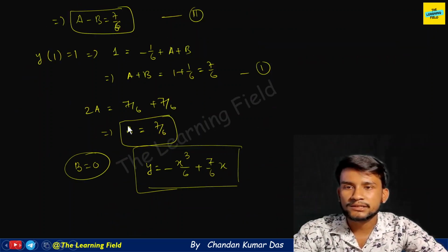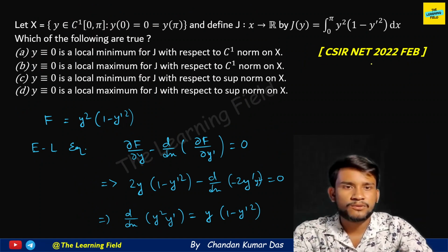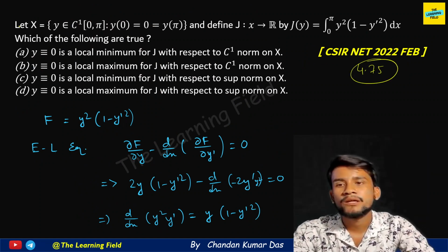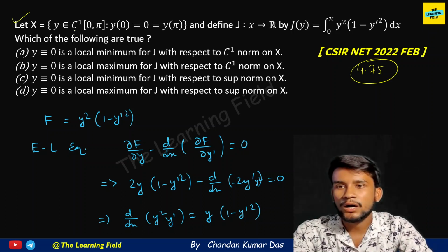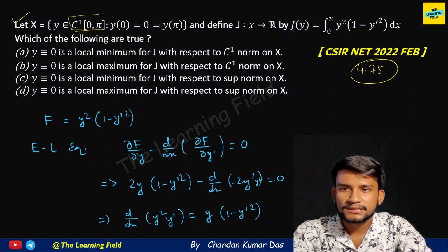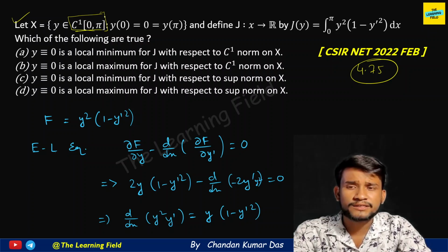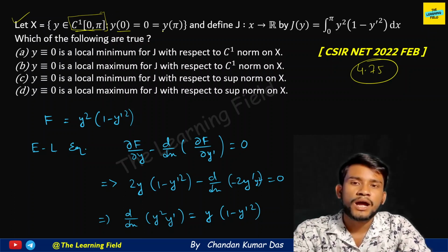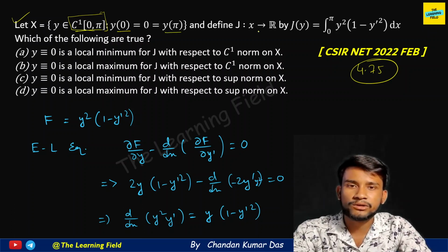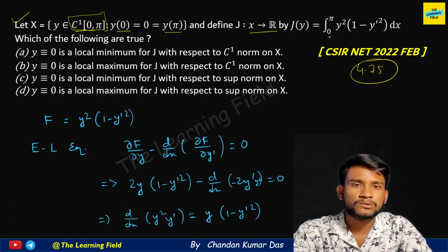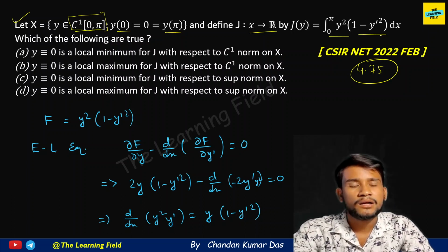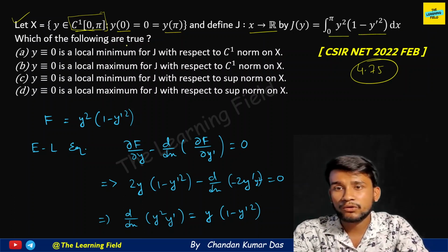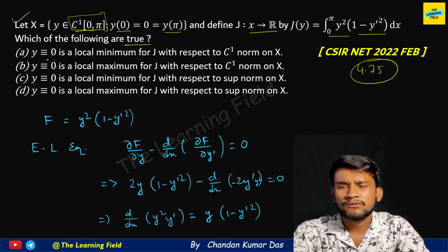Okay, now going to the next question. This is a question of 4.75 marks. The question says y belongs to C1[0, pi]. This C1[0, pi] means a differentiable smooth function, that is, differentiable up to order 1, first order differentiable. So y(0) equals 0 and y(pi) equals 0, and define J from X to R by J(y) equal to the integral from 0 to pi of (y square minus 1 minus y dash square) dx. Then which of the following options are true? Here options are given.